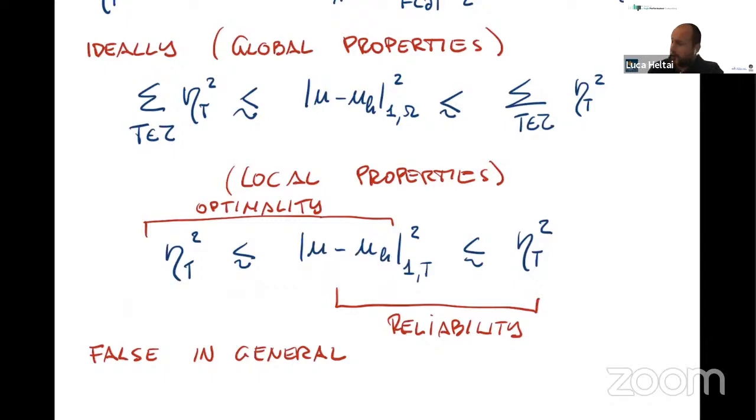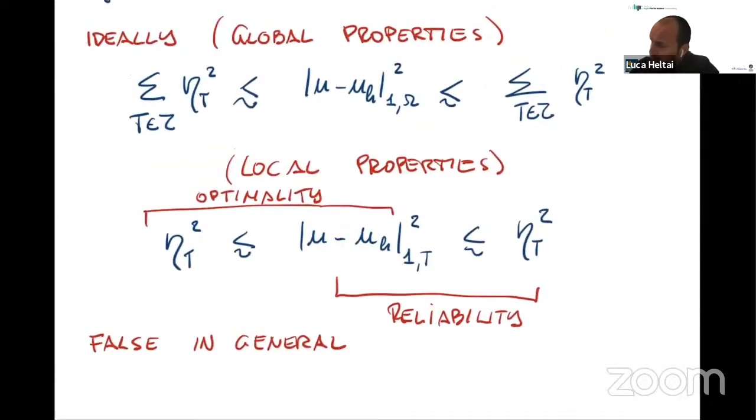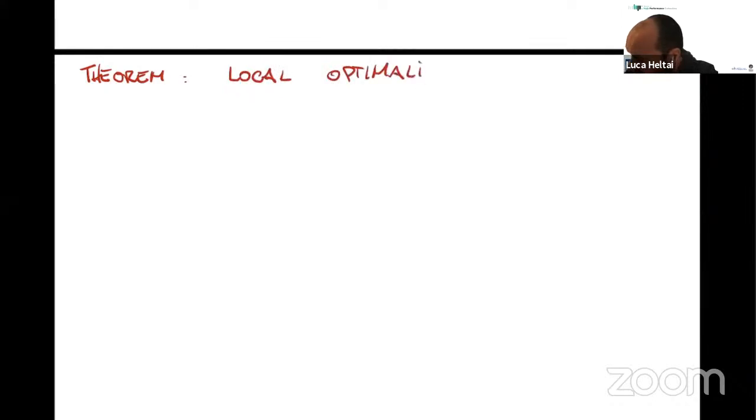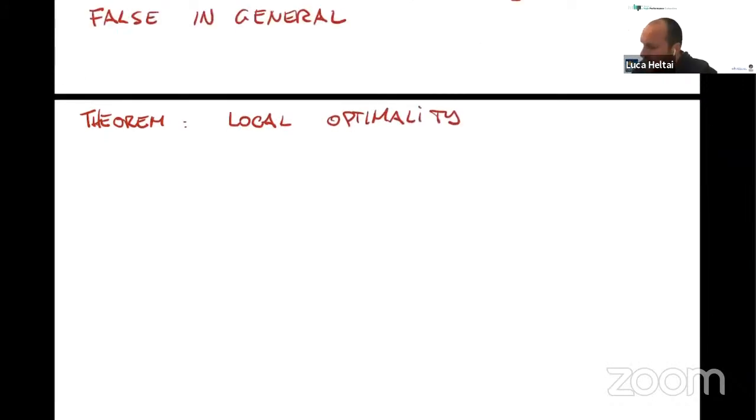And today we are going to prove a result which is close to the optimality plus a perturbation, which depends on a perturbation of the right-hand side. In particular, the theorem that we would like to prove today is the following, the local optimality theorem. I'll introduce some notations in a few seconds that will allow you to understand what is the point here.